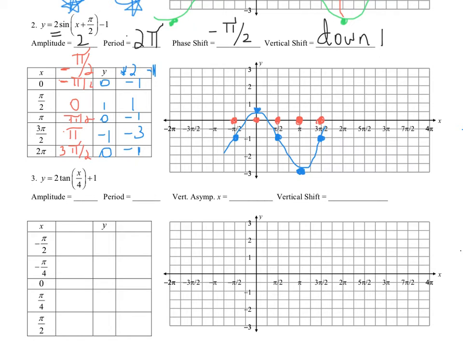All right, next we have tangent, a tangent graph. Now this graph is different. It's different from sine and cosine. There's a few things that happen differently with tangent that sine and cosine don't have. So as I go through this example, we'll discuss what these changes are.